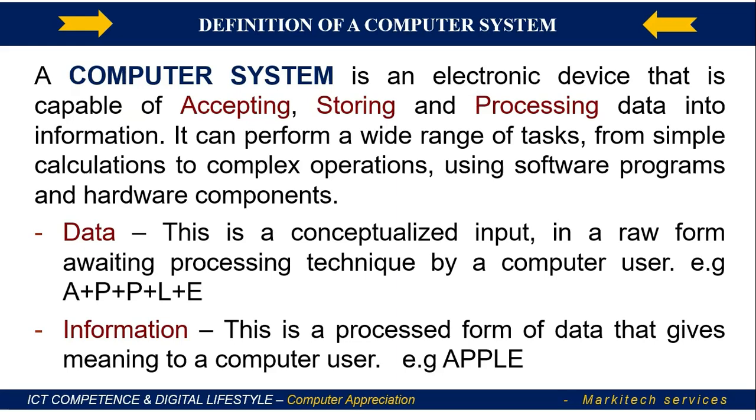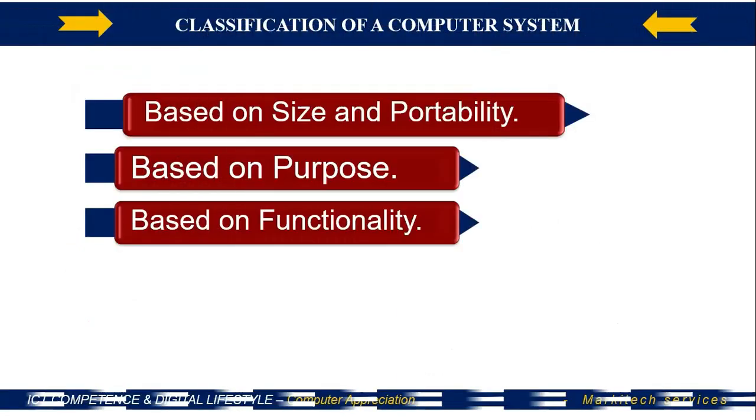Now that takes us to information. Information is a processed form of data that gives meaning to a computer user. A computer user might be typing A plus P plus P plus L plus E. It makes no meaning. But when information comes to play, those things have been summed together, it brings up an apple. So it makes a computer useful when data are being processed into information. So computer accepts data, processes data, stores data, and then processes it back to information for reference purpose or for later use.